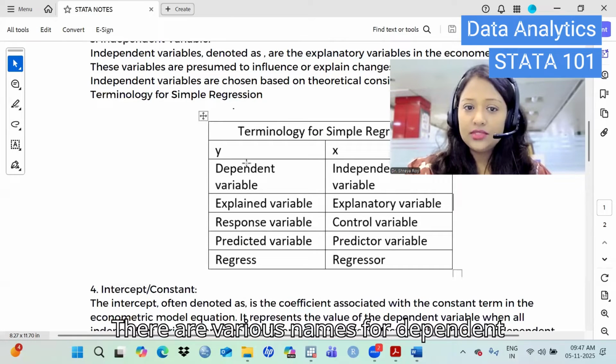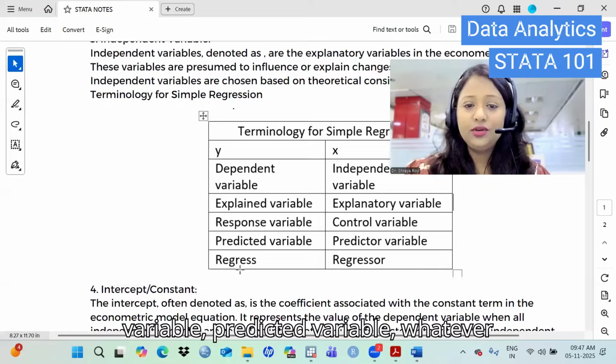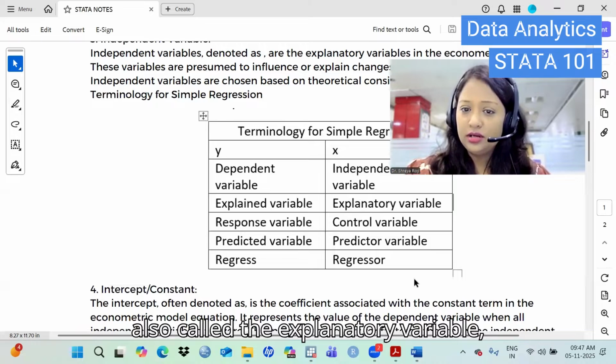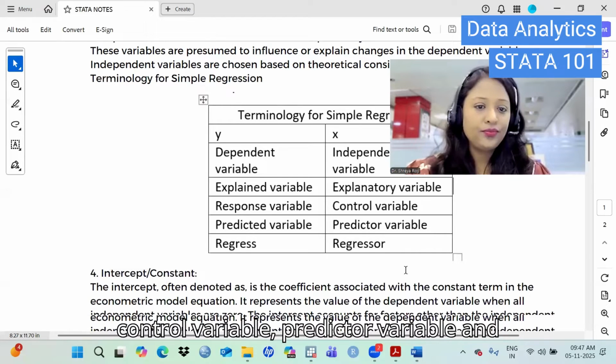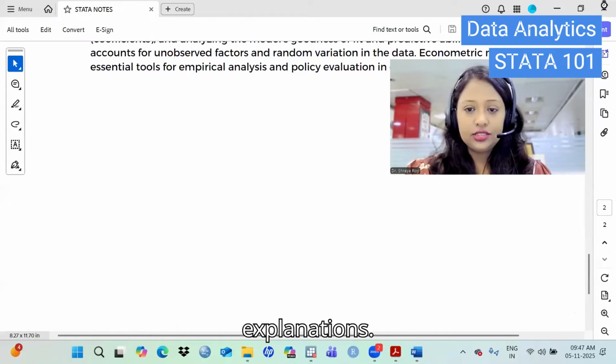There are various names for the dependent variable: explained variable, response variable, predicted variable, whatever. And the independent variable is also called the explanatory variable, control variable, predictor variable, and so on. These are your explanations.